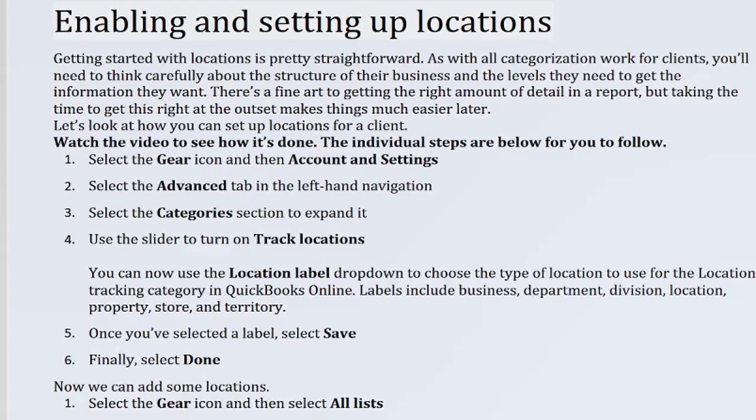Select the gear icon and then Account and Settings. Select the Advanced tab in the left-hand navigation. Select the Categories section to expand it. Use the slider to turn on Track Locations. You can now use the Location Label drop-down to choose the type of location to use for the location tracking category in QuickBooks Online. Labels include business, department, division, location, property, store, and territory. Once you've selected a label, select Save. Finally, select Done.